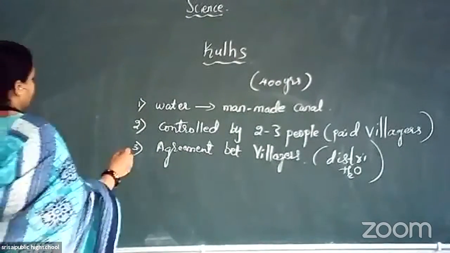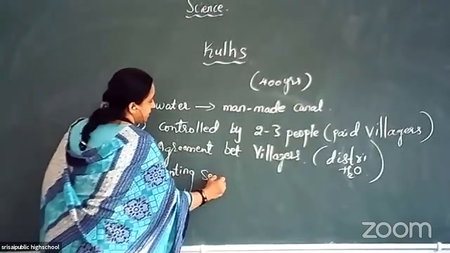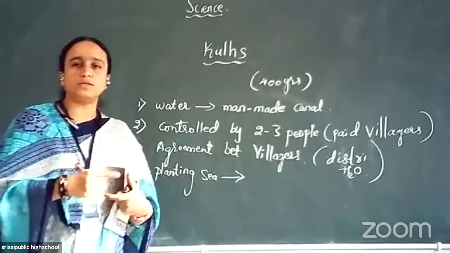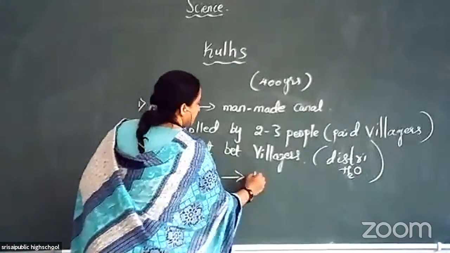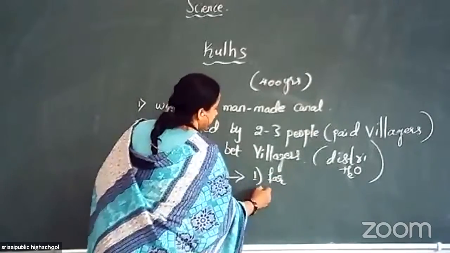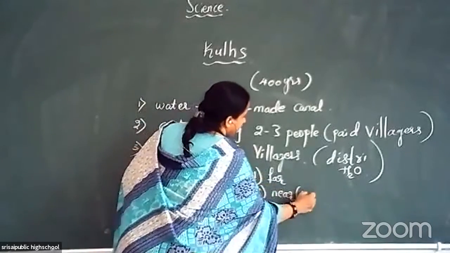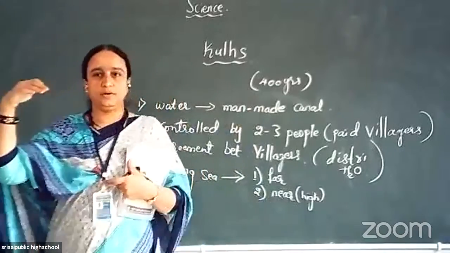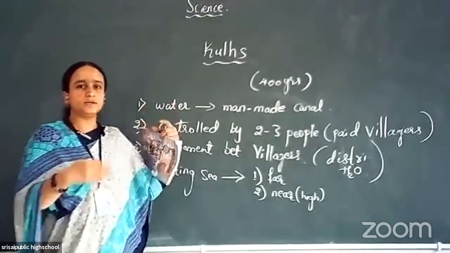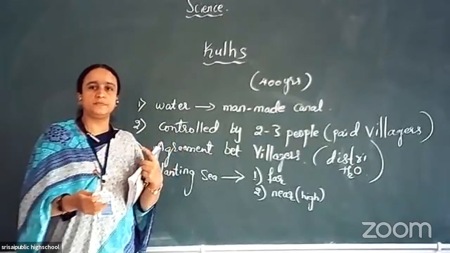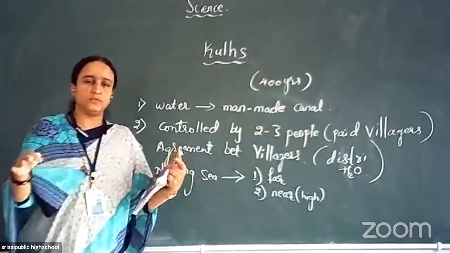And during the planting season, what did they do? First, water was supplied to the faraway places, and then to the nearer places which are high, at the top. Water was coming downstream and was made to flow through the man-made canals. It was totally controlled by 2 or 3 people of the villages, paid by the villagers themselves. And how was the water distributed? According to an agreement signed between the villagers themselves.